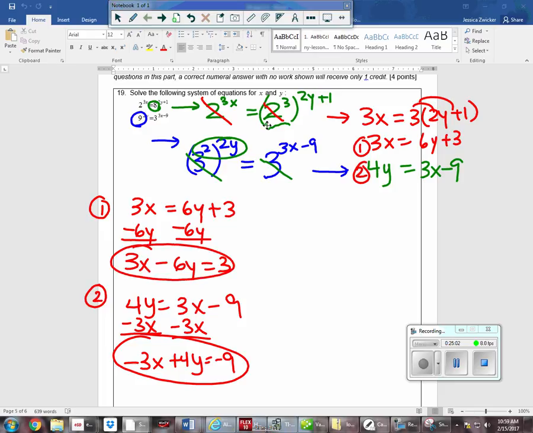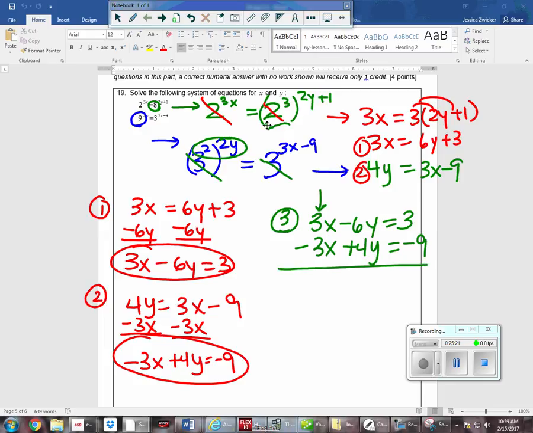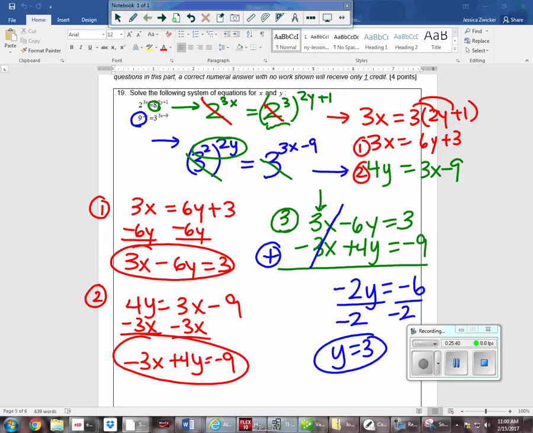After I have my two equations, I'm going to solve with elimination. So if I write those equations on top of each other, what you may notice is that you can eliminate right away. The coefficients on the x terms are additive inverses of one another. So if you add those two equations, x eliminates. Negative 6 plus 4 is negative 2. And 3 plus negative 9 is negative 6. So to solve, divide by negative 2, and you're left with y is equal to 3.